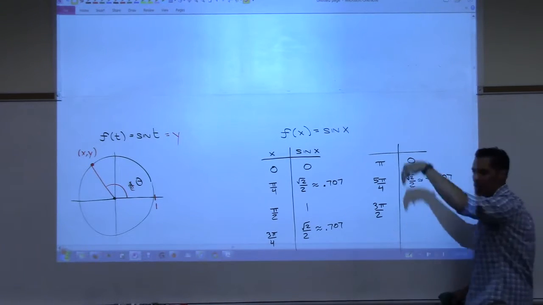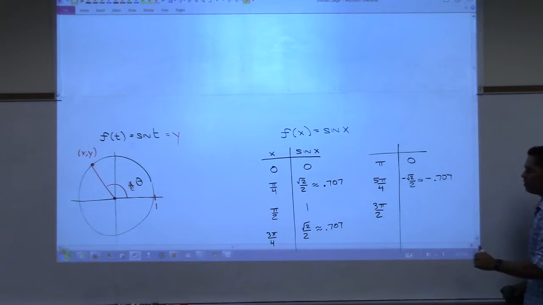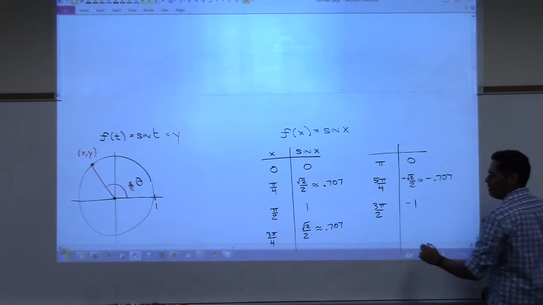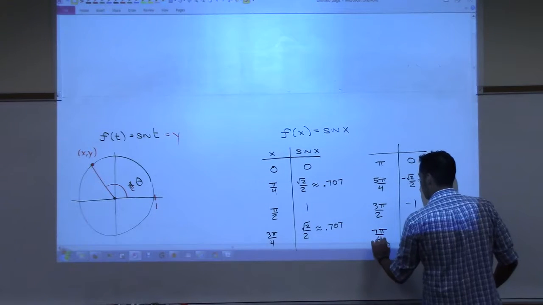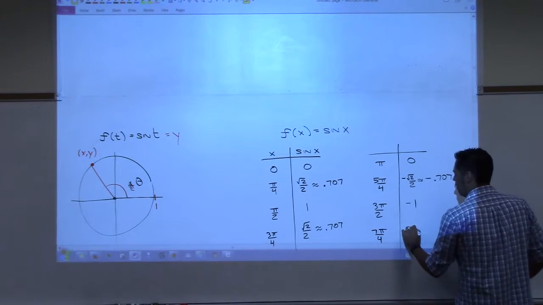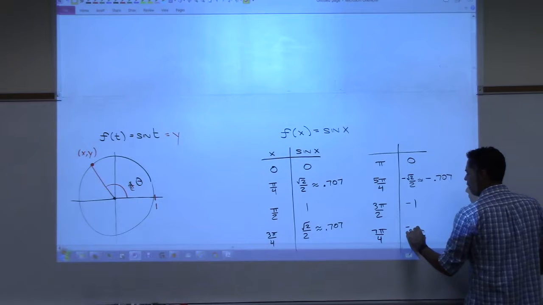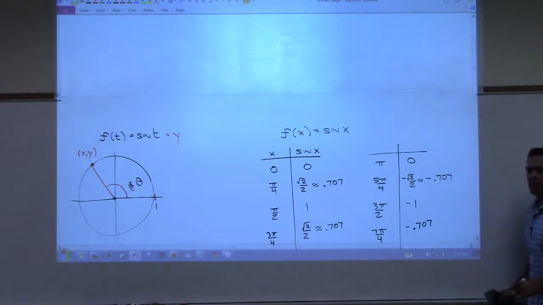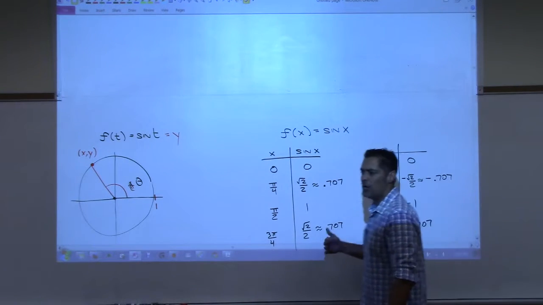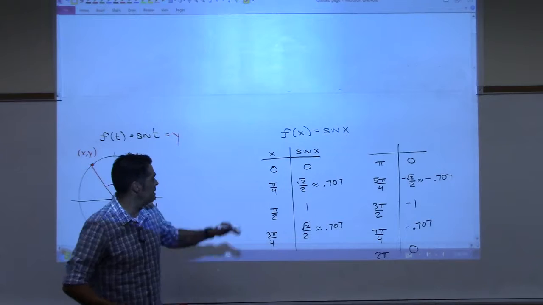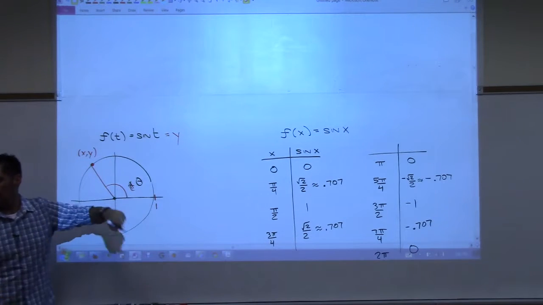And then 6 pi over 4 is the same as 3 pi over 2. So now we're straight down, right? Straight down. The y coordinate there is negative 1. And then 7 pi over 4, we're almost all the way around. 7 pi over 4 is again negative root 2 over 2, right? It's negative 0.707. And then finally we come all the way around. We're at 2 pi, and we're back to 0. And then pretty much from here on out, if I keep going around, I'm just going to repeat that table, right?